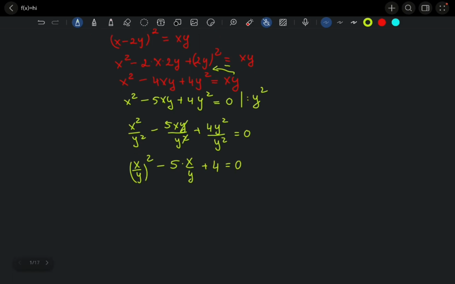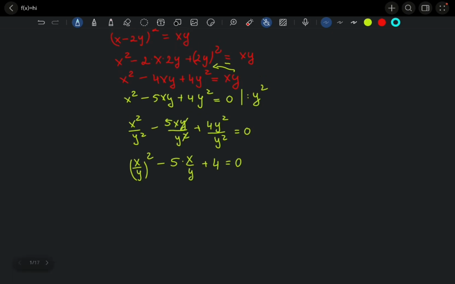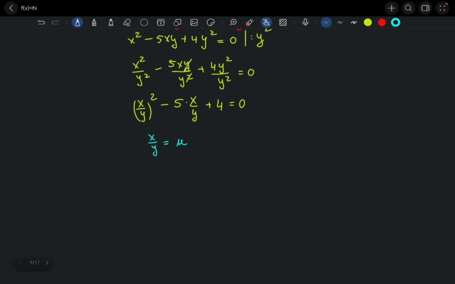By looking at our new equation, we see that it is a quadratic equation in terms of x over y. So by substituting x over y as being equal to some variable, let's call it u, we get that u squared minus 5u plus 4 is equal to 0.